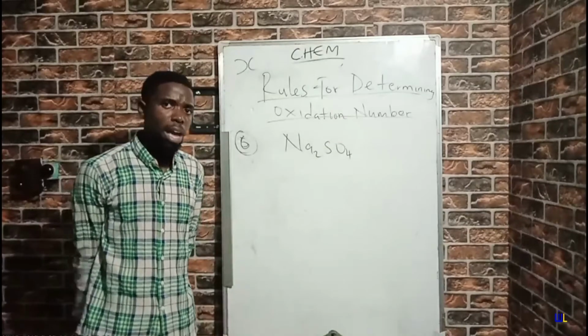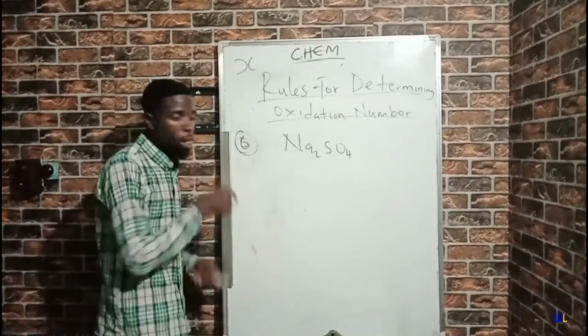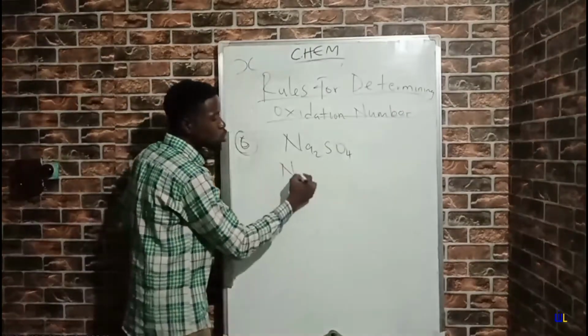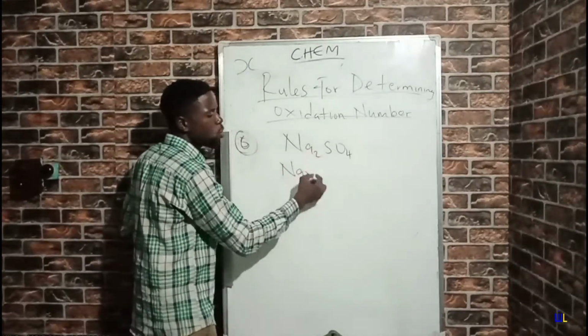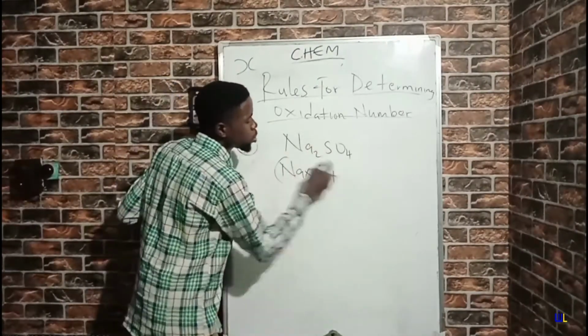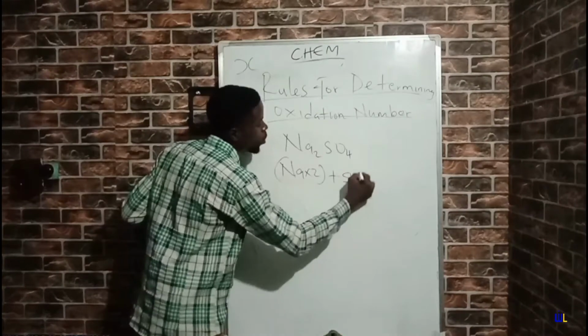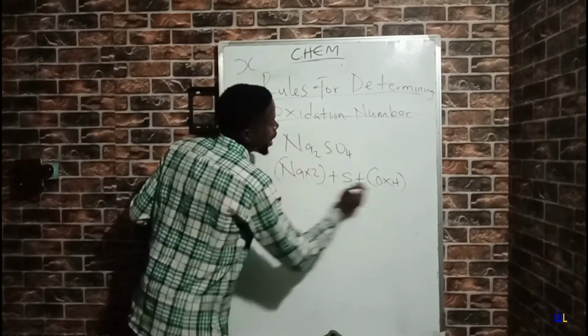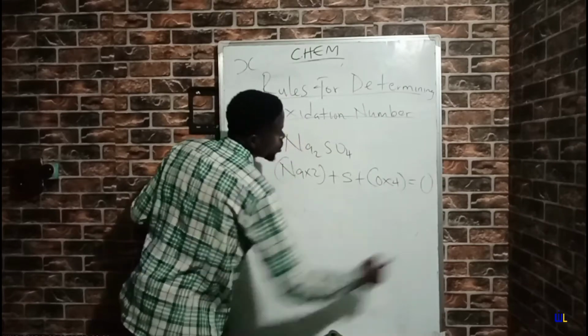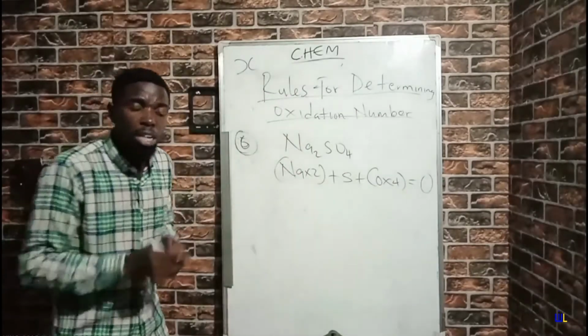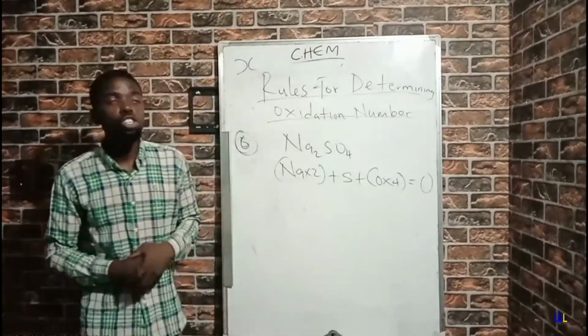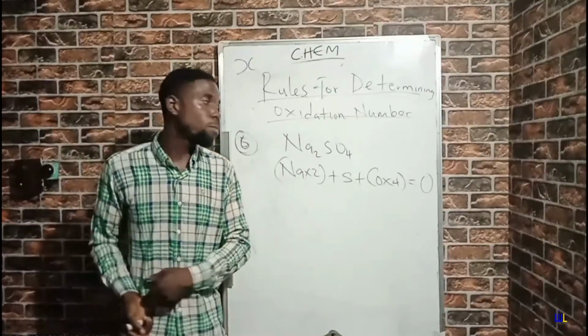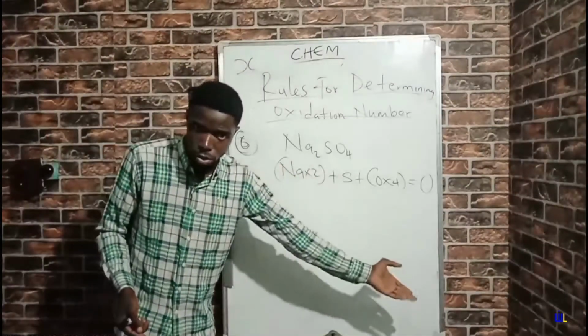Hence, what does this imply? According to our sixth rule, if we add the oxidation number of sodium, which we have 2 of, to the oxidation number of sulfur and that of oxygen, because it is neutral, the algebraic sum would give us 0. So have this in mind, that the algebraic sum of oxidation numbers of individual elements in a neutral compound will always give us 0.